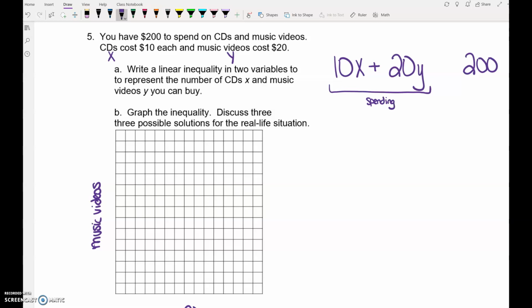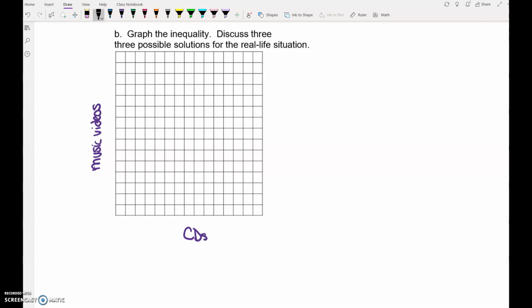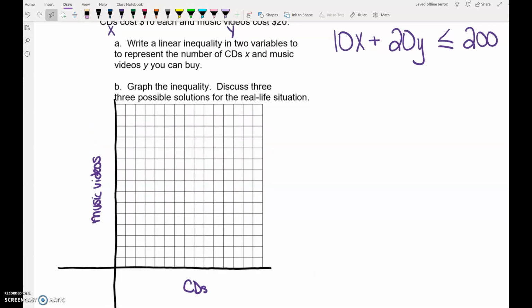Can the amount that we spend be more than 200? No. Can the amount that we spend be less than 200? It can also be equal to 200. Now, you could rearrange this, but this particular case is one where using intercepts to graph would actually be easier. So, since we can't buy negative numbers of CDs or music videos, I'm going to make the origin of our graph be on the lower left corner of this particular graph.